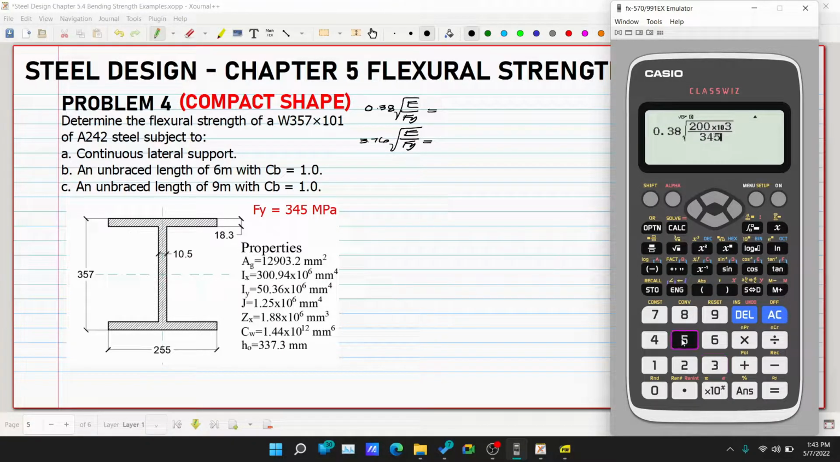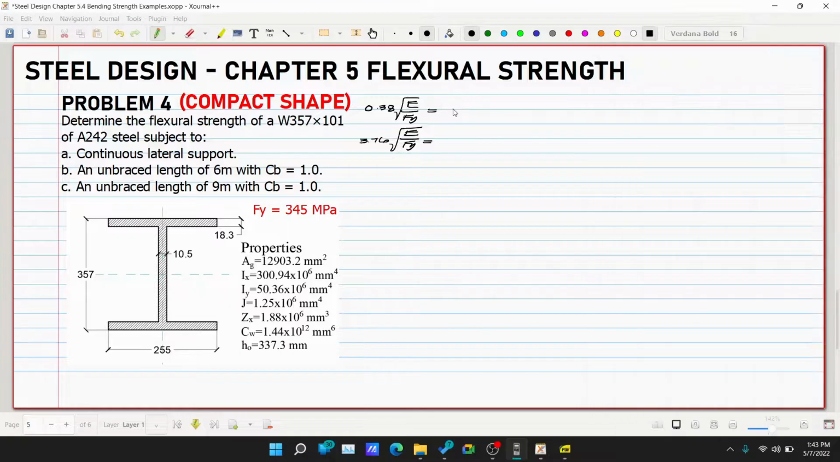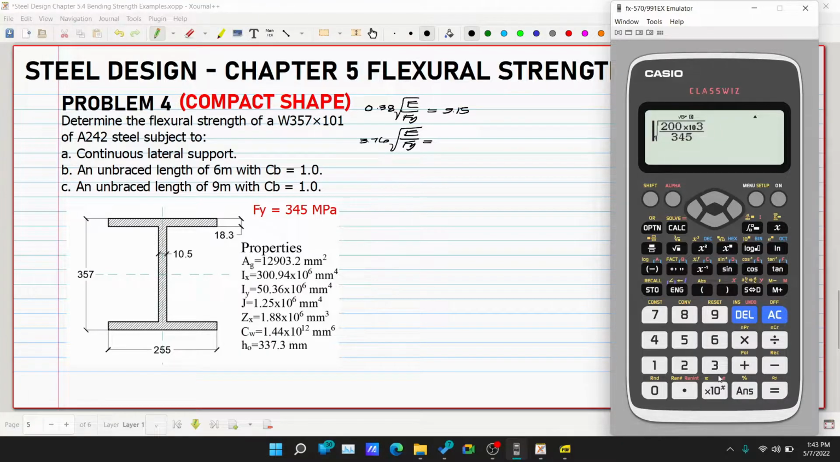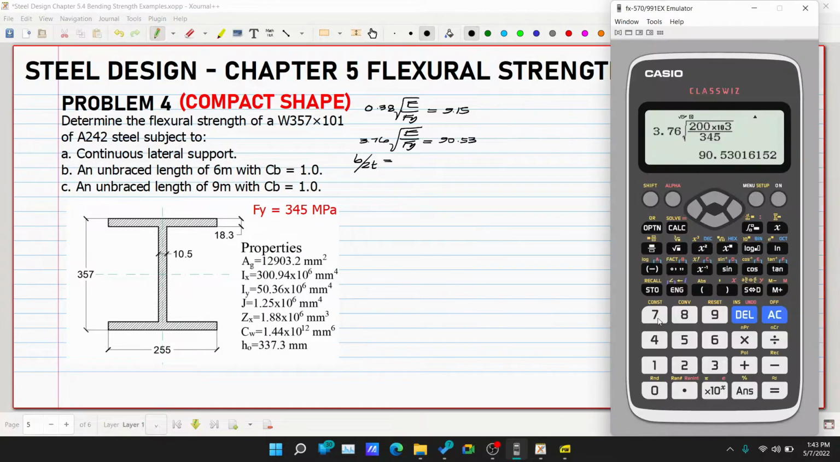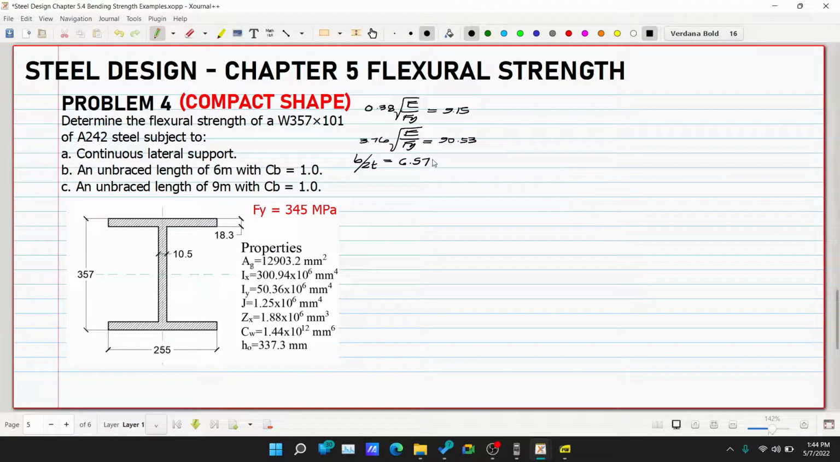Our Fy is 345. So, 9.15, and then this one with 3.76 is 90.53. Then we compare our b over t. So, this is b over 2t. Half of 255, so 255 over 2, then divided by t, which is 18.3. So, 6.97.